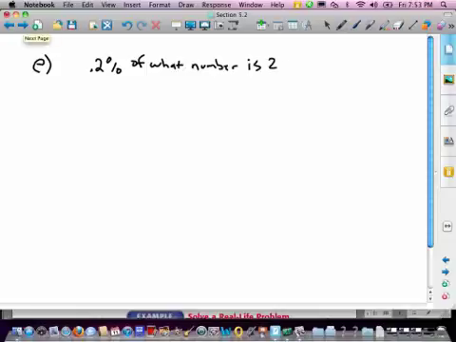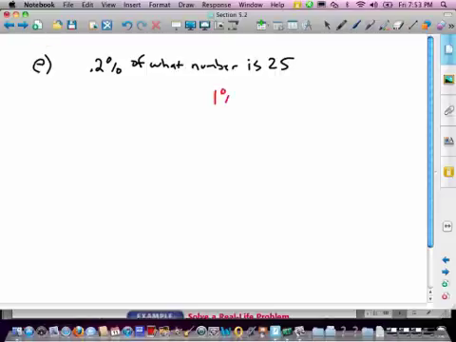Okay, so on E, E's kind of a little more complicated. We got 0.2% of a number, of what number is 25? So let's just think through this a little bit. What are we trying to say here? Let's do these a little bit simpler, because this is kind of confusing to me.